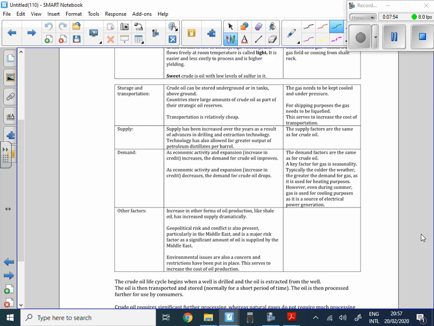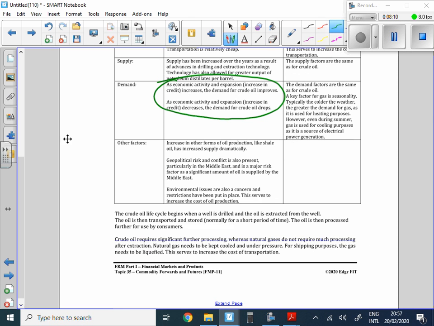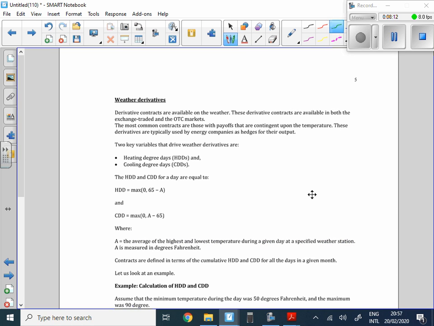One thing that you might want to focus on a little bit, like with oil or things like that, guys, of course, is that as economic activity and expansion increases, generally the demand for oil increases as well, doesn't it? They go hand in hand. Okay, good. I'm not going to spend time on the various oils.